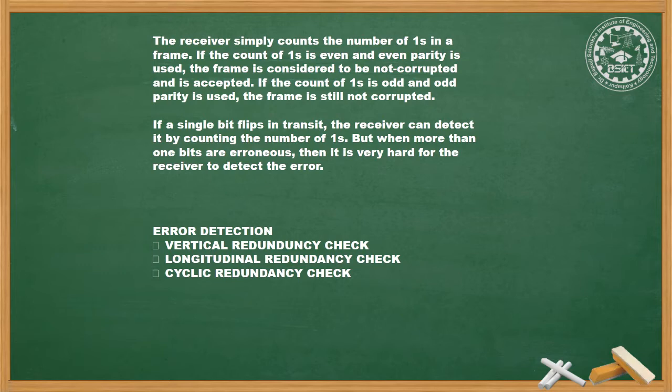Correct, because if the number of ones does not match according to parity, the receiver will come to know that there is an error. But if more than one bit is changed, for example in the example we just saw, the number of ones was 3.